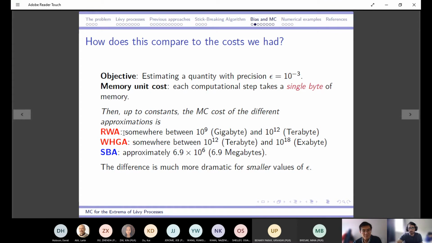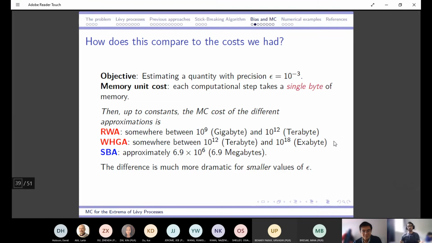On the random walk approximation, the first process approximation I described, the final cost of the Monte Carlo estimation is anywhere between 10 to the 9 and 10 to the 12, depending on the specifics. So it's anywhere between a gigabyte and a terabyte. For the Wiener-Hopf gamma approximation, it's anywhere between a terabyte and an exabyte. And for the SB8 it's just around 10 megabytes. It's less than 10 megabytes, right? So you can already tell that this is a massive improvement, right? These you can store almost everywhere. Gigabytes are already a bit costly, right? And terabytes, yeah, let's not get there.